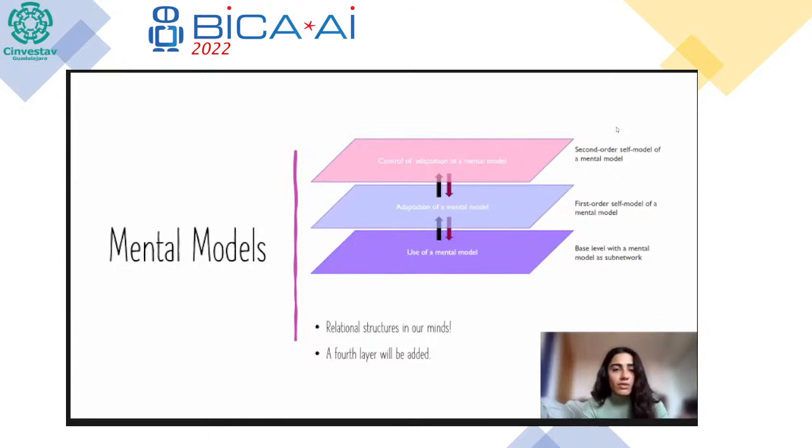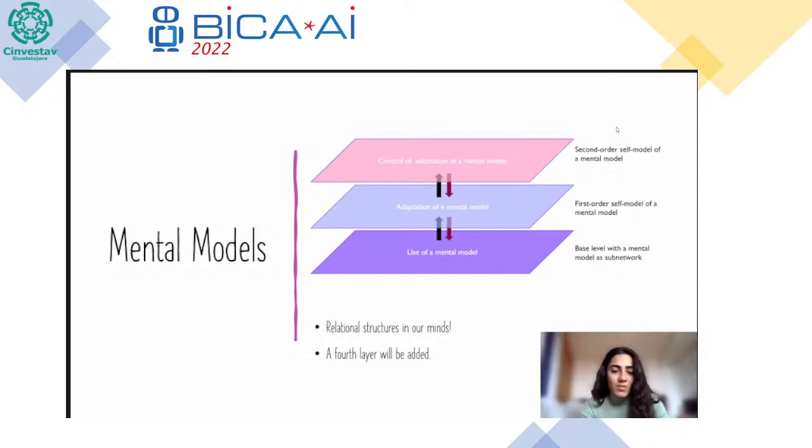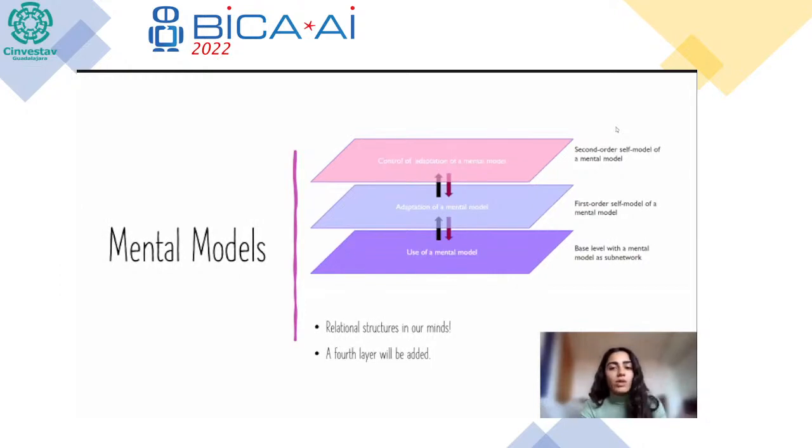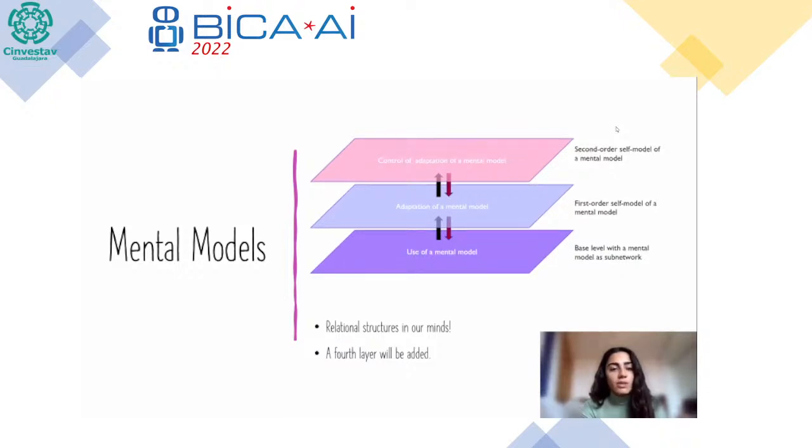Let me first begin with the models of our perception of the world, our mental models. We conceptually have them in our brains, and they make us understand what's going on in the outer reality. As an abstract formalization, these mental models consist of 3 main layers. A subnetwork in the base is for the use of mental models, which is the fundamental step.